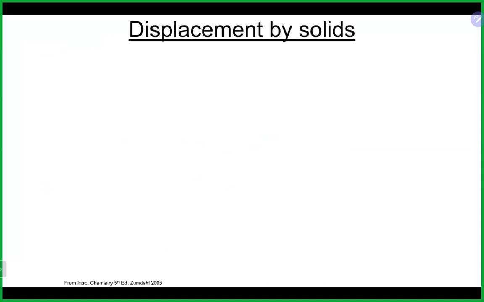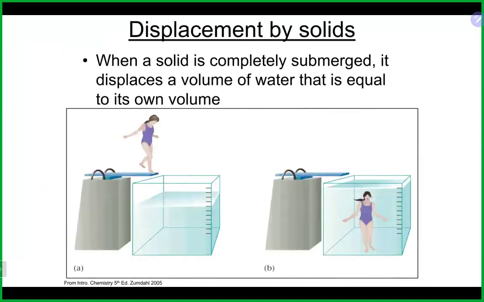As I mentioned, there are a few different ways that you can get a volume. And as I mentioned, if you're doing a liquid, you can fill it up in a graduated cylinder, read the meniscus, and take the reading.